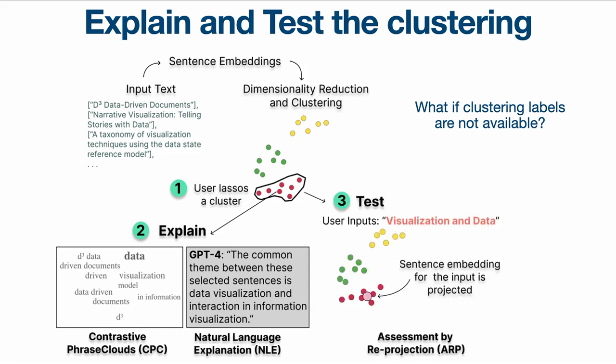A user can also embed new unseen text, and the framework can show the location of the user input onto the projection map. They can use this as a means to discover clusters of their choice or test the natural language explanations.